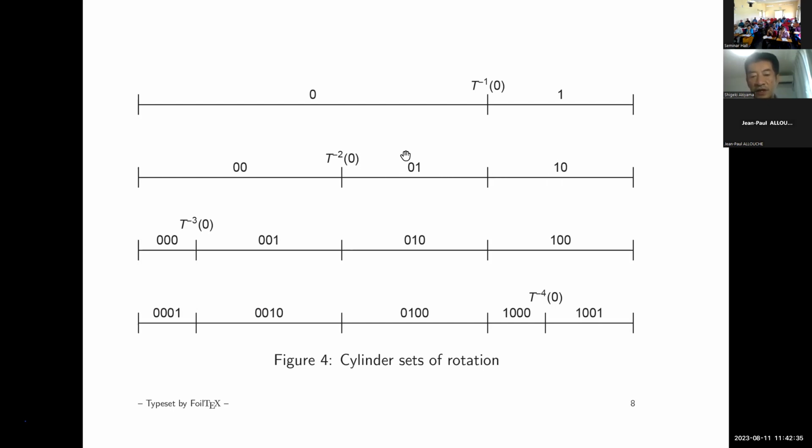But if you are here, then the next second you are going to this region. So in the 2 seconds you get 0 and 1.